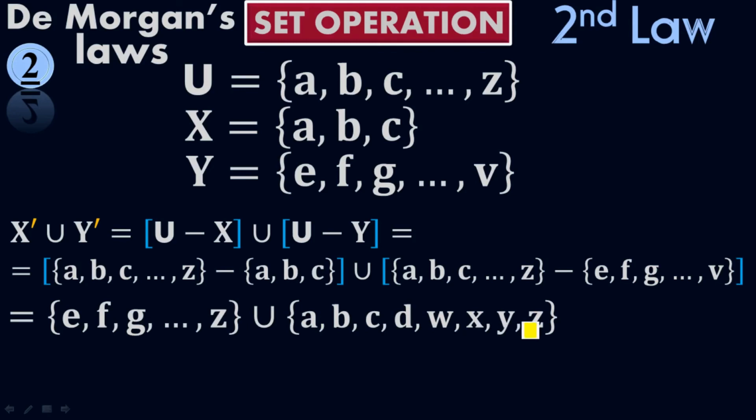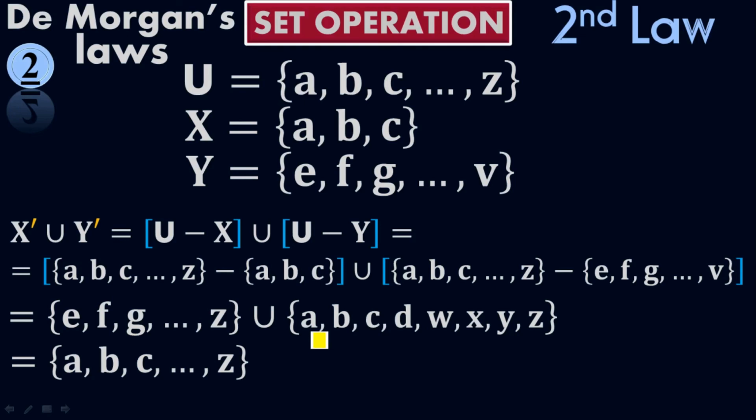So there you go: the difference set of U minus Y, which is my Y prime, and this is the difference set of U minus X, which is the X prime. Now to take their union, the union of these two sets will be A, comma B, comma C up to Z. This will be the union set of these two sets. Remember, in union we take all the elements from both of the sets, except that the repeating elements are taken only once. We're going to pick only the common one once.